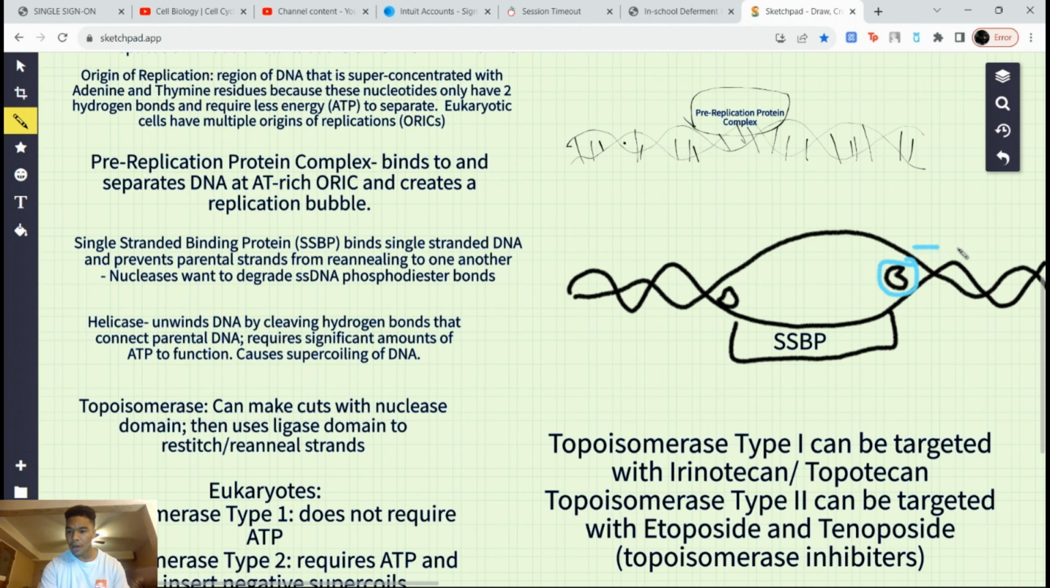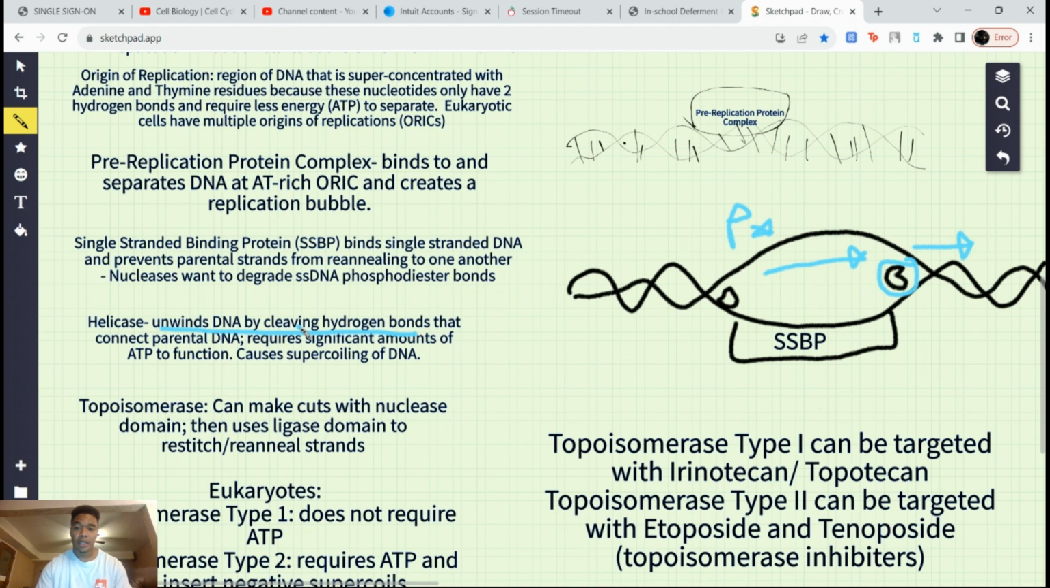So that happens, and then helicase, which I've marked here, continues to unwind the DNA in this direction. So we know if this is the parental strand, this one right here, then the leading strand will be synthesized following that helicase. So what is helicase? Helicase unwinds DNA by cleaving hydrogen bonds that connect parental DNA.